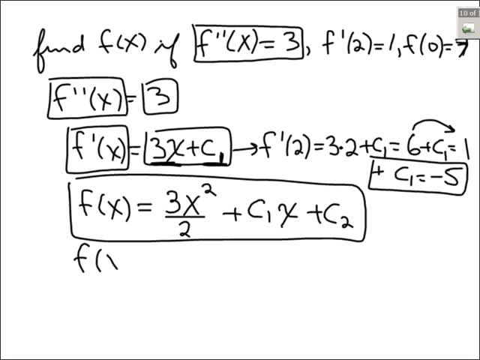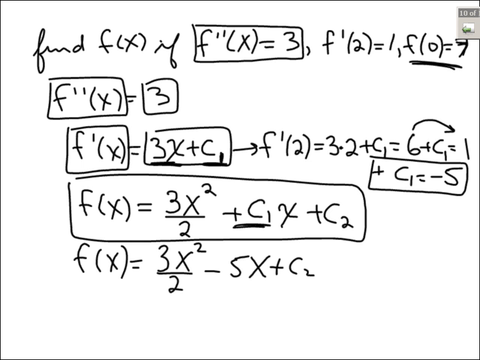So, actually, let's do that now. The f of x is 3x squared over 2, minus 5x plus C2. I swapped plus C1 for minus 5x. Now I'm going to use the fact that when x is 0, I get 7. Well, let's ask for f of 0. You should know that you're just going to get the constant, because 0 squared is 0, 3 times 0 is 0, divided by 2 is still 0, 5 times 0 is 0, 0 minus 0 is 0, 0 plus C2 is C2.